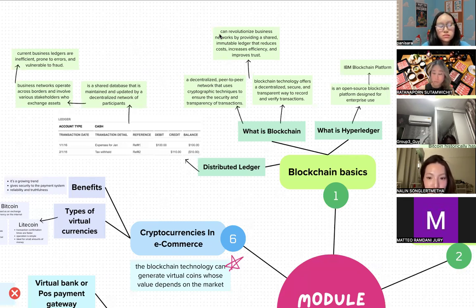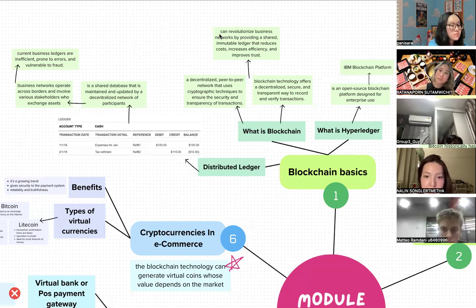So the problem with the current business ledgers is that they are inefficient, prone to errors, and vulnerable to fraud. This leads to increased cost, delays, and missed opportunities for businesses. The lack of transparency and the potential for discrepancies between different copies of the ledger hinder decision making and can lead to disputes.